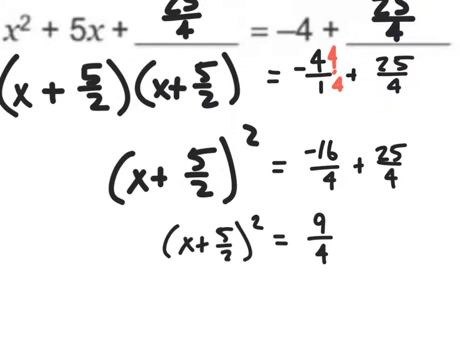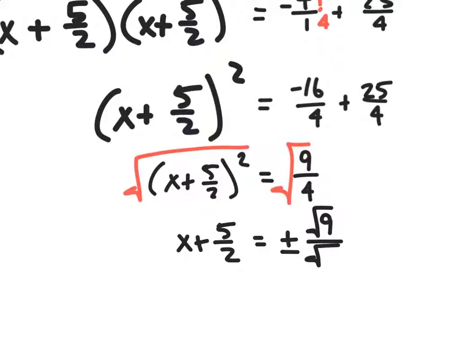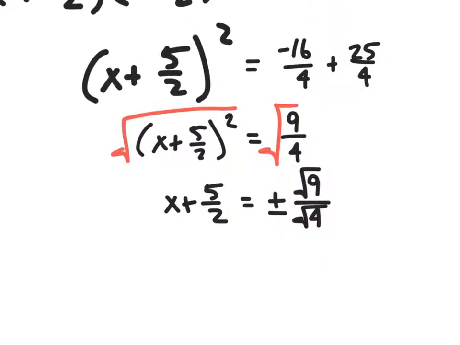Even though we've got fractions, our process doesn't change. I'm still going to apply the square root at this point and apply it here. Now, when I get that, this is just going to give me x plus 5 halves on the left side, and then I'm going to do plus or minus, and I need to take the square root of my numerator and the square root of my denominator.